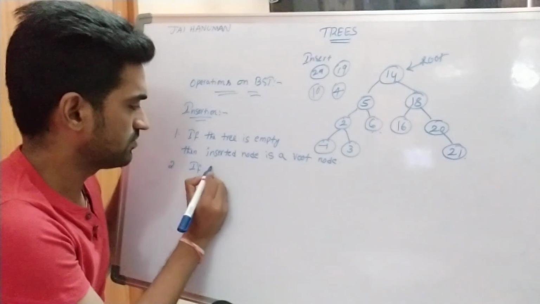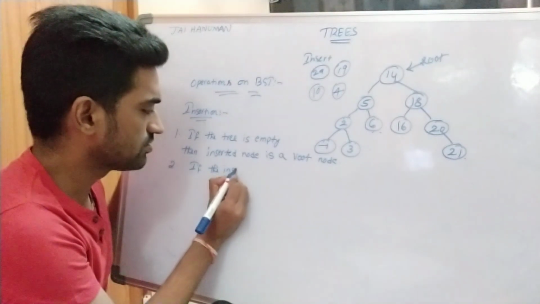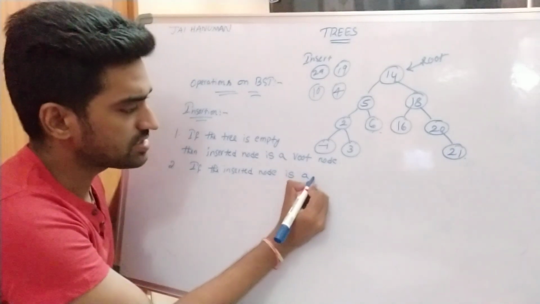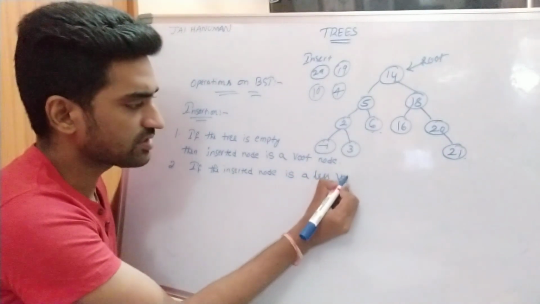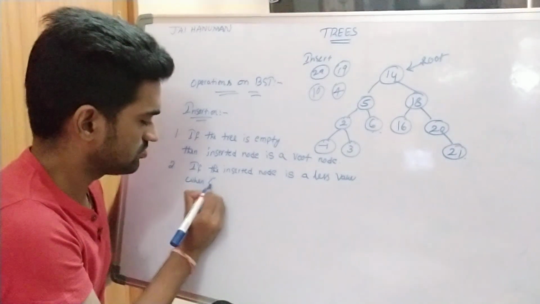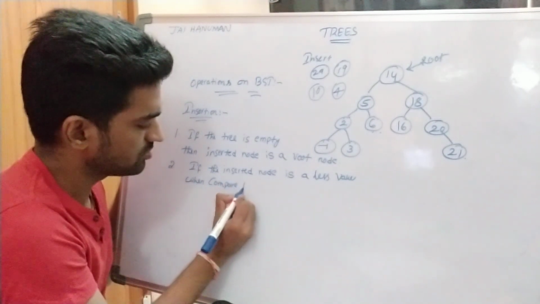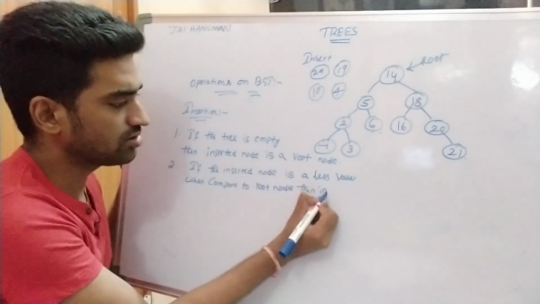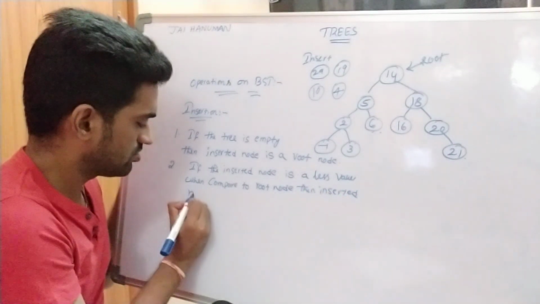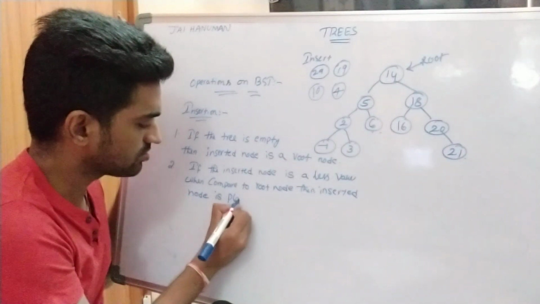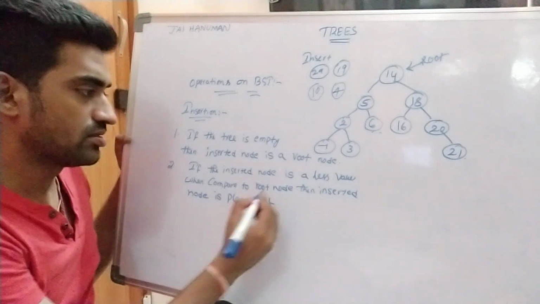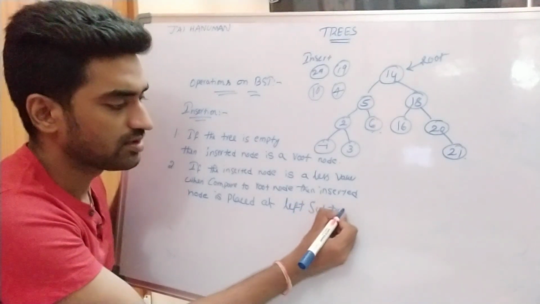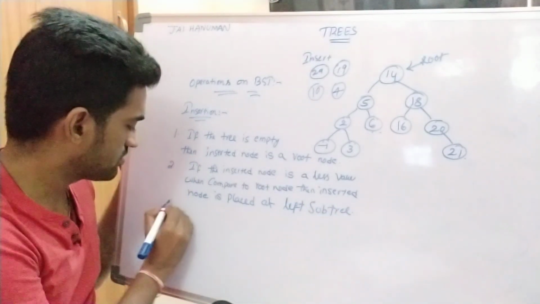If the inserted node is a lesser value when compared to the root node, then the inserted node is placed at the left subtree of the root node. So what is the next rule?